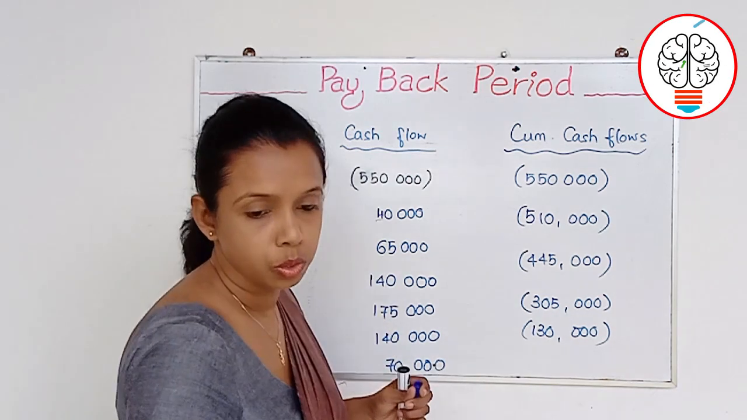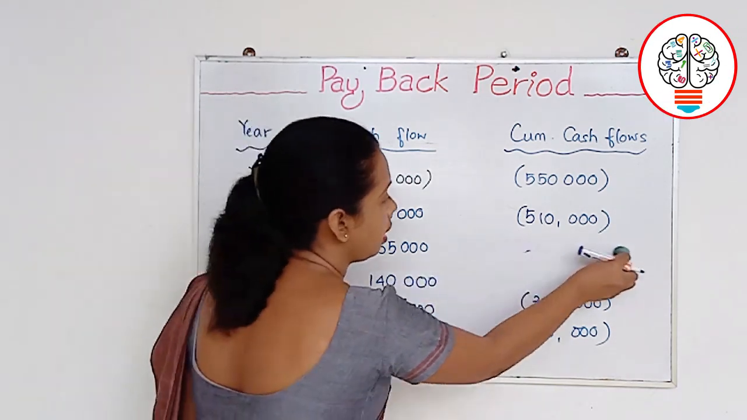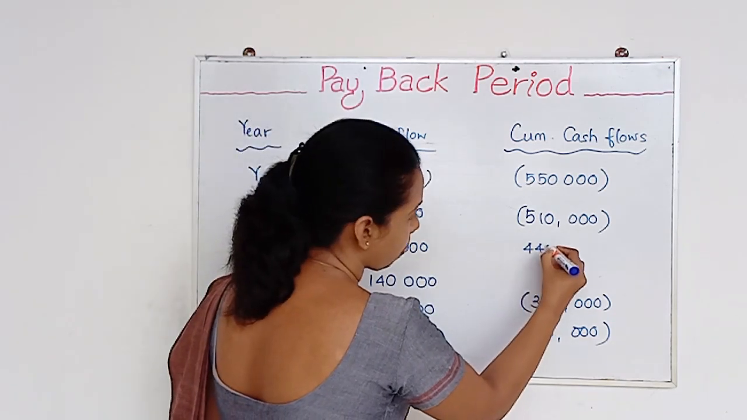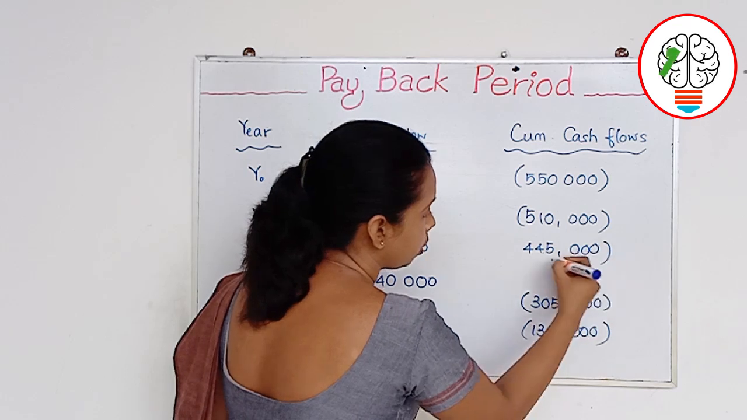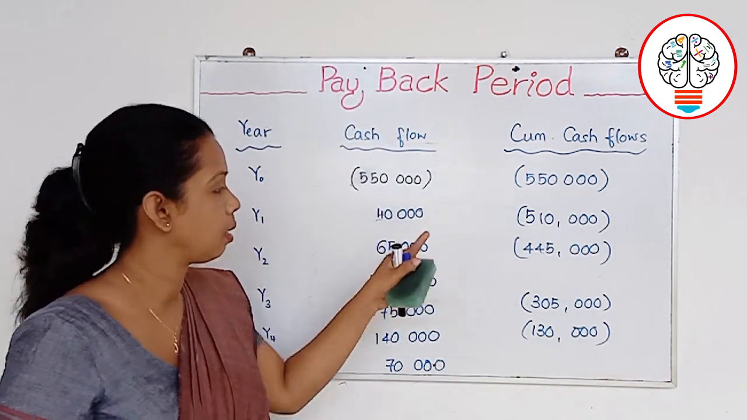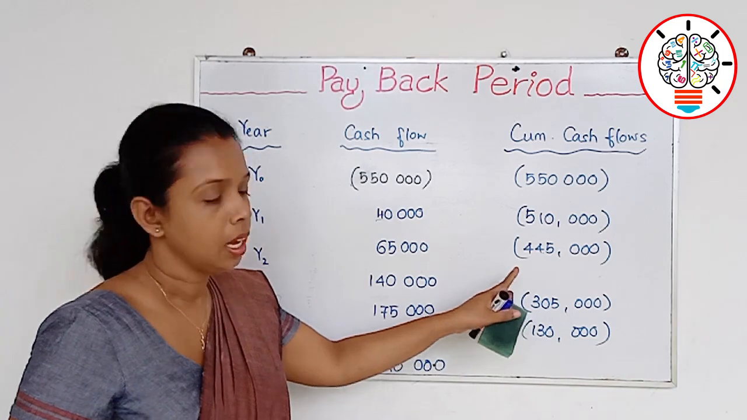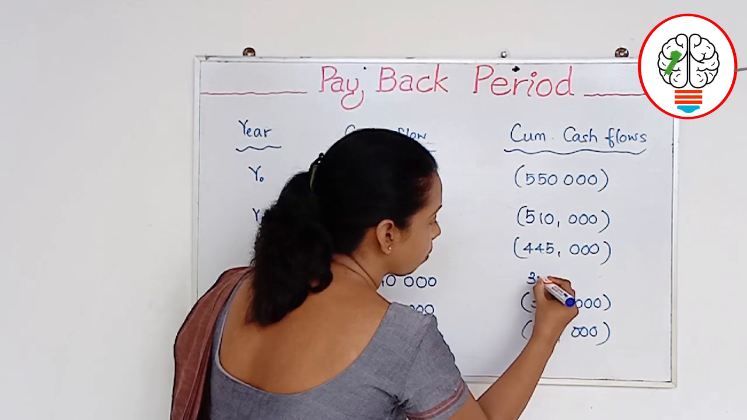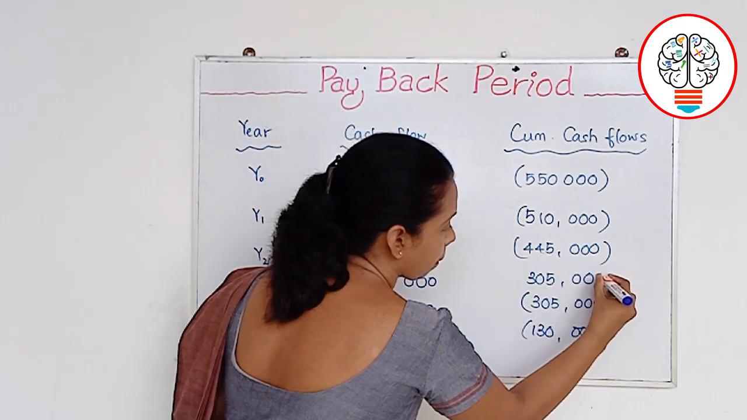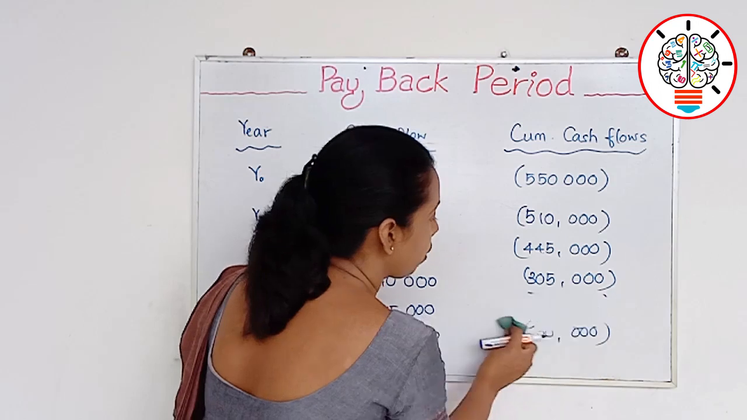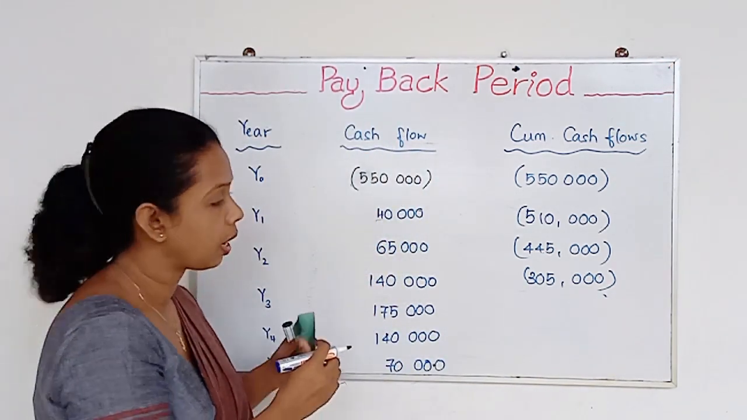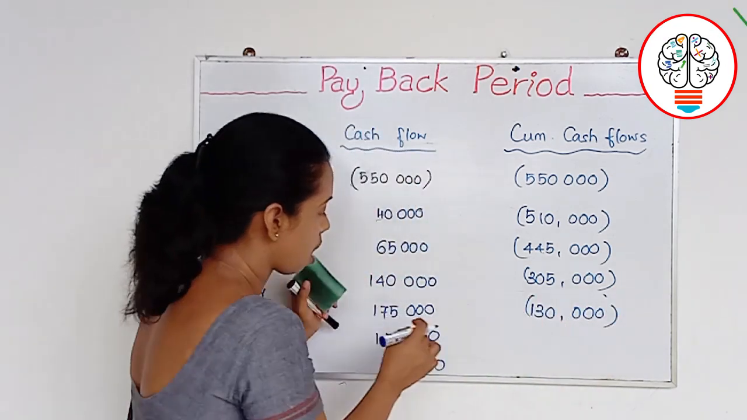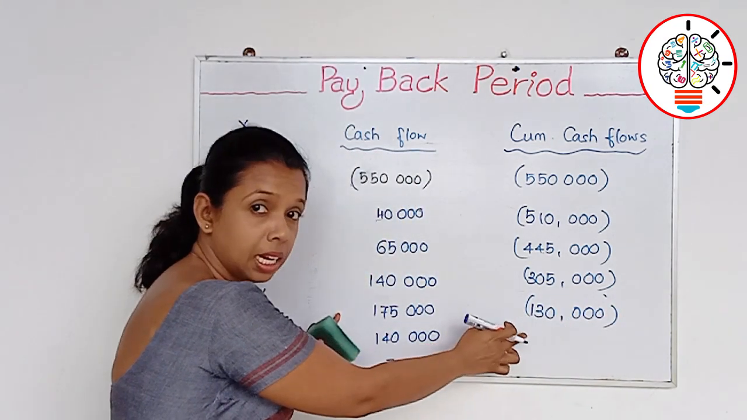Now what happened? So 550, 510, then 445. You can calculate using a separate working column. 510 minus 65 is 445. Then 445 minus 140 is 305. Then 305 minus 175 is 130. Now look at this. Now 130 is to be recovered.